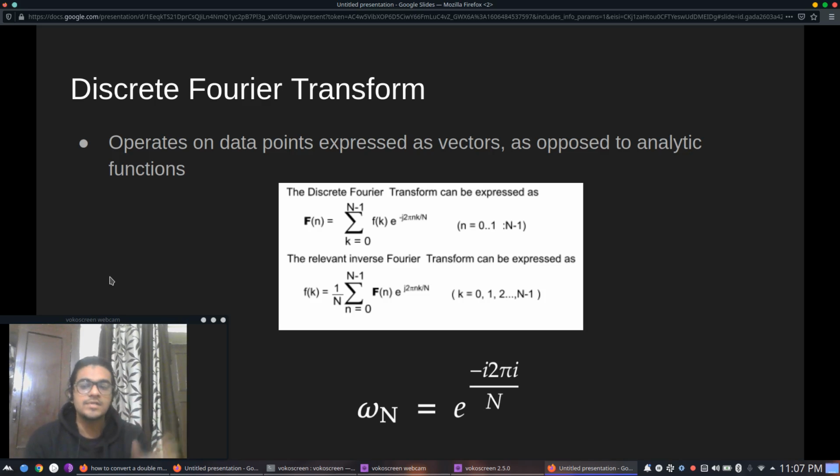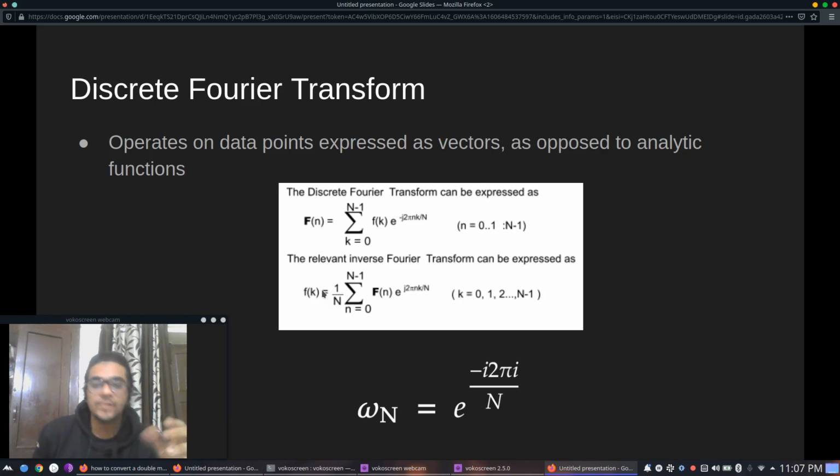Now, this data is usually expressed as a vector or a set of vectors, and we want to express these vectors as a sum of sine and cosine waves with increasing frequencies. These frequencies are given by omega n as given here, where n is the number of points that we are operating on. The exact formula for the discrete Fourier transform is given right here.